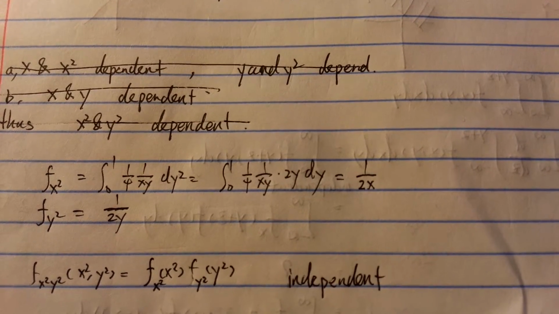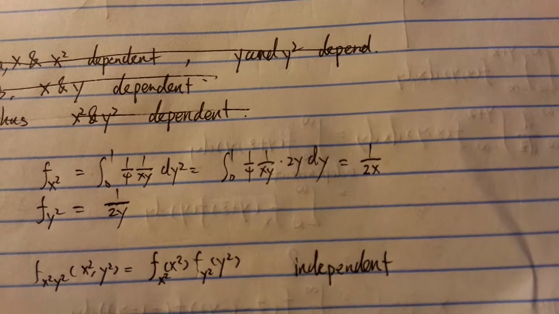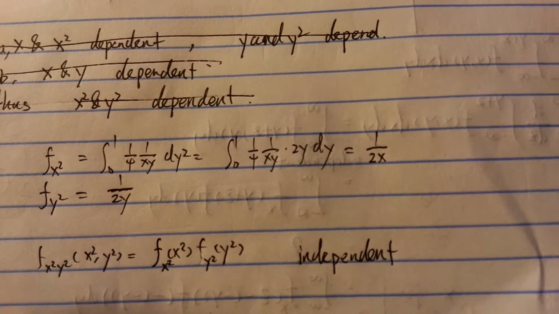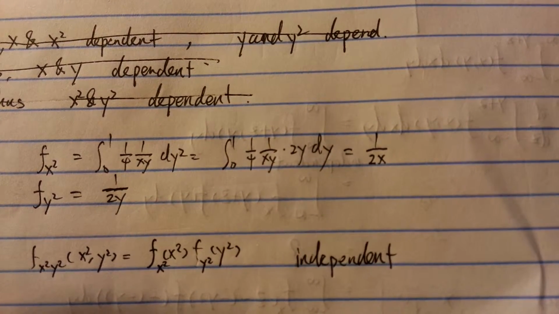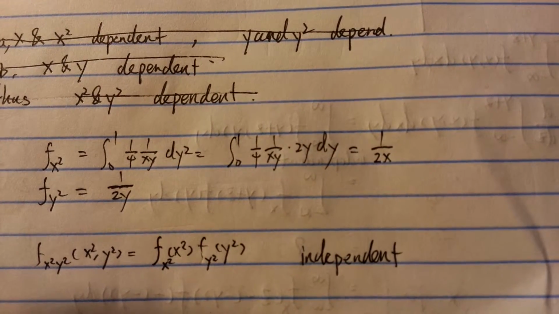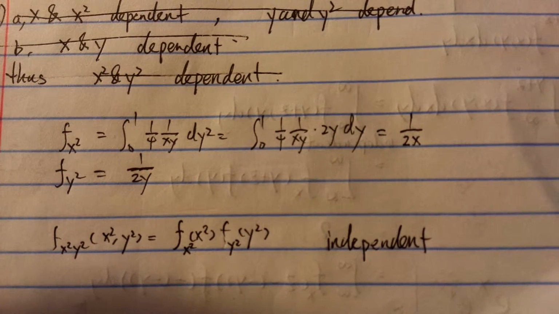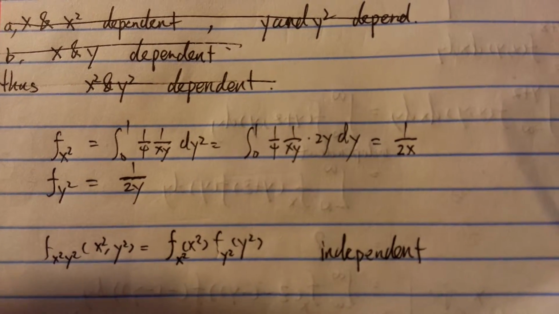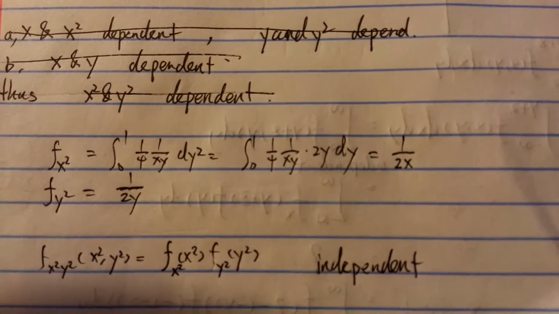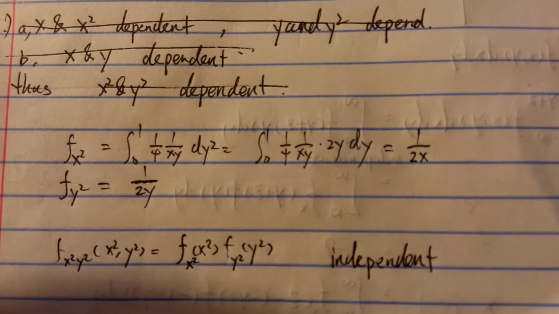Then we need to get the density function of x squared and y squared. We use the same way as when we found the density functions fx and fy. And what we get is just 1 over 2 times x and 1 over 2 times y. This time we find that the joint density function of x squared and y squared is just equal to the product of their density functions. So this time, the random variable x squared and the random variable y squared are independent.